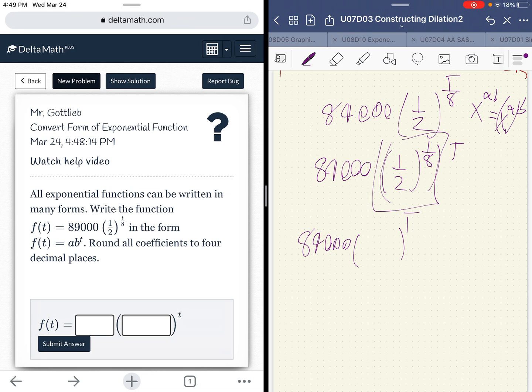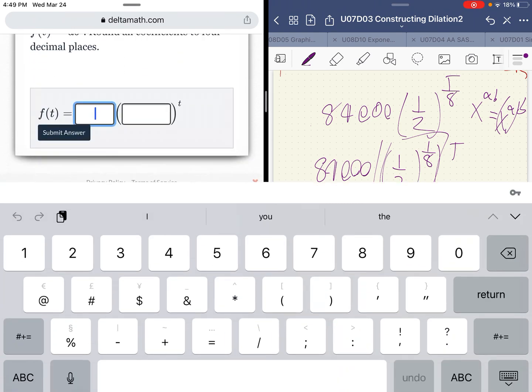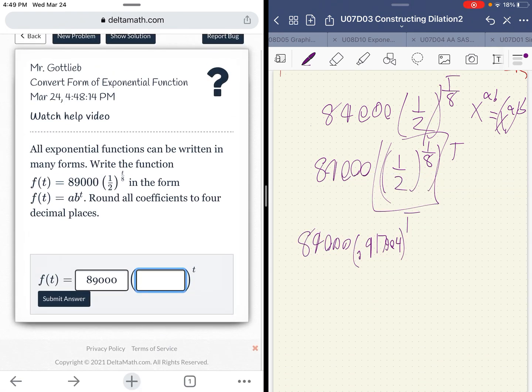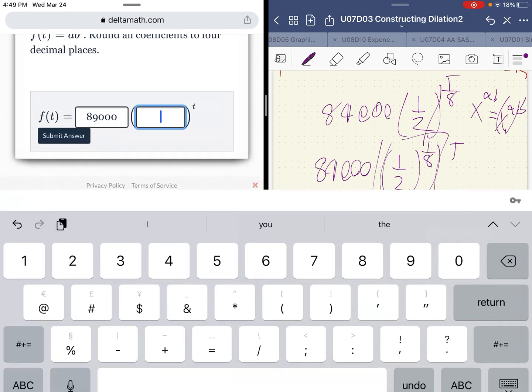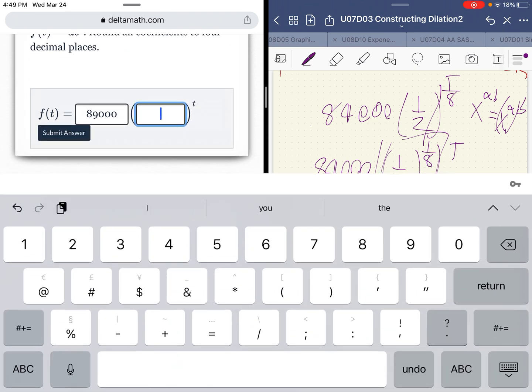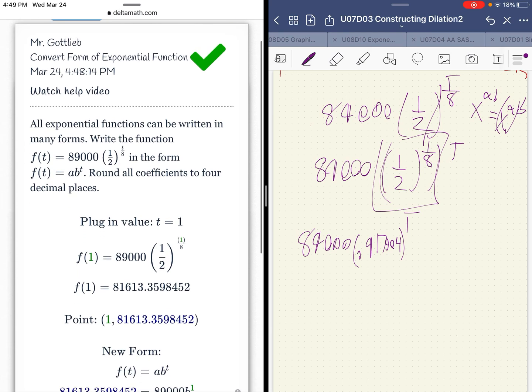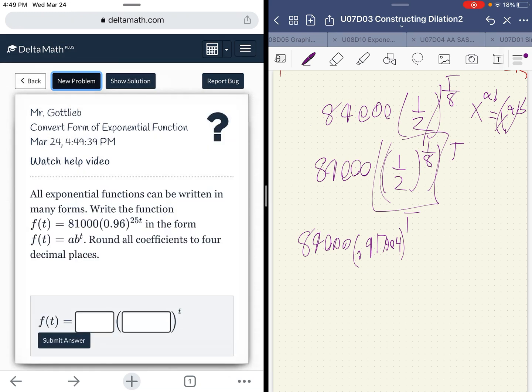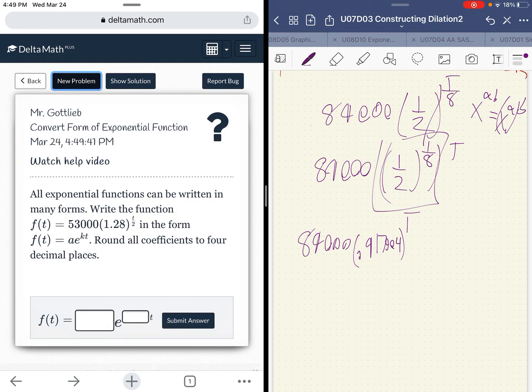We'll get 89,000 to the t. 1/2 is 0.5, so 0.5 to the power of 1/8 is equal to 0.917004, and it's just around 4 decimal places, so 89,000, and then this is going to be, this keyboard's massively in the way, 0.9170. So that is the way of dealing with just changing the exponent to have a fraction, to no longer have a fraction. I wanted to take a look at an example where we make it have a fraction.